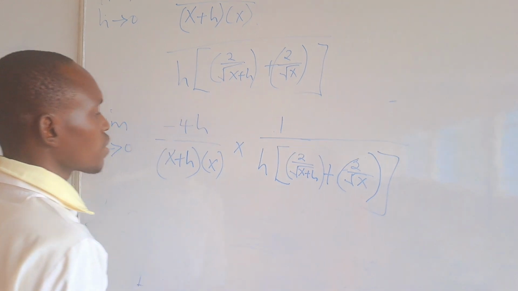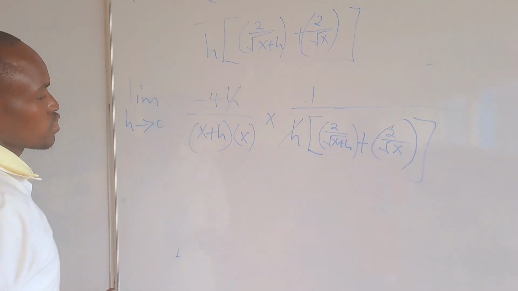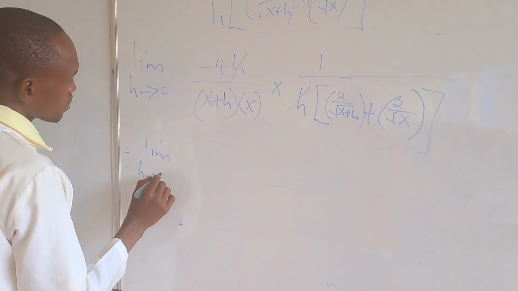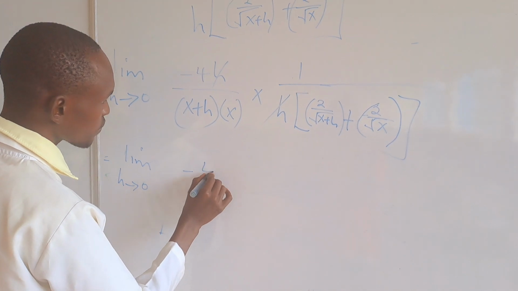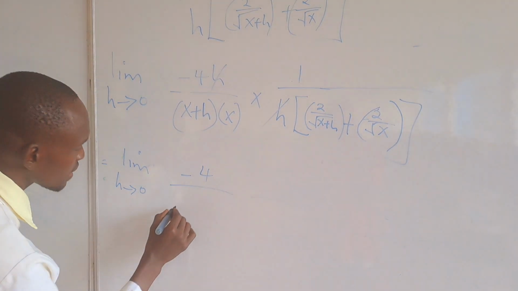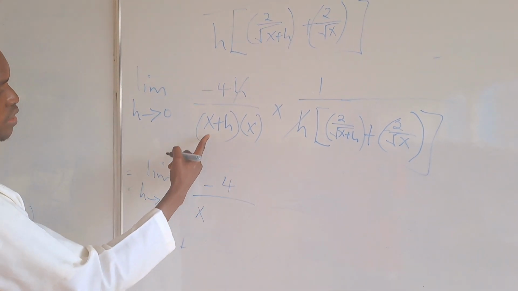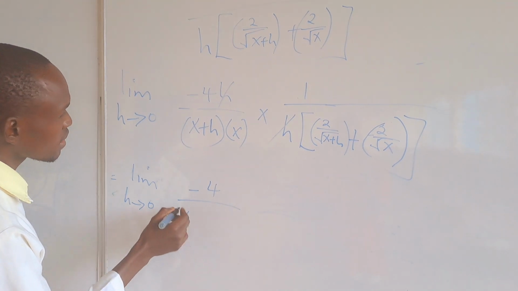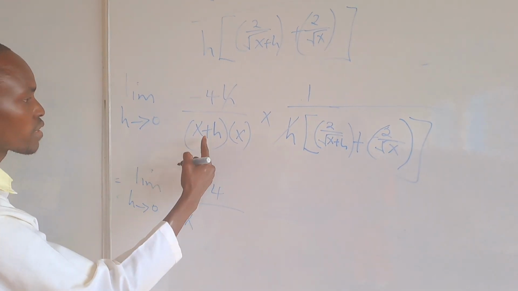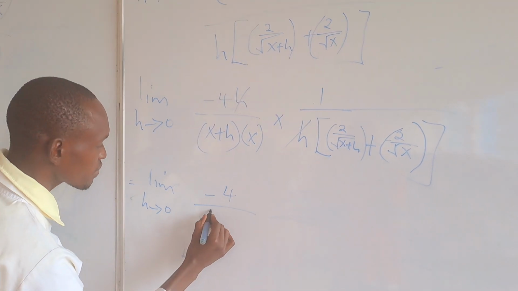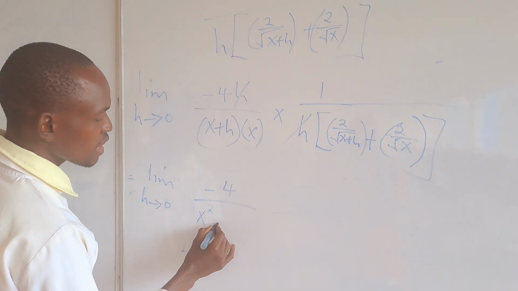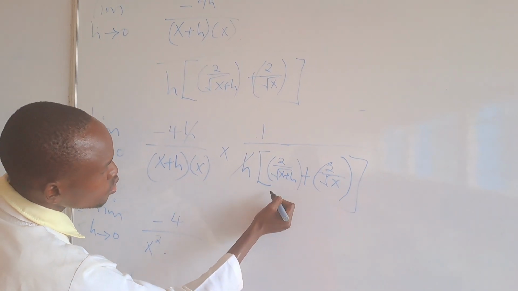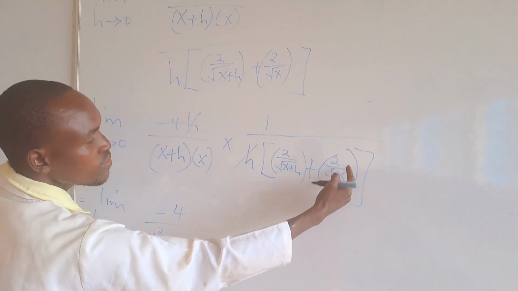Okay. Now this h will cancel h. So we'll have limit as h tends to 0 of negative 4 over x plus, wherever we have h now, we replace with 0. So we have here x times x will be x squared. So we have x squared multiplied by this. So this will have 2 divided by root of x plus 2 divided by root of x.